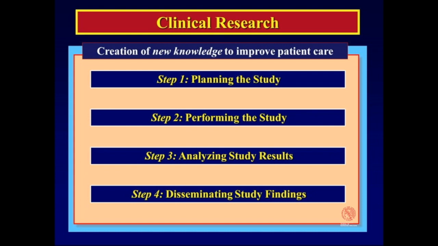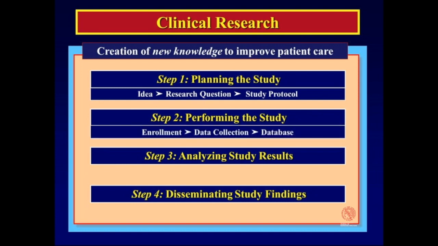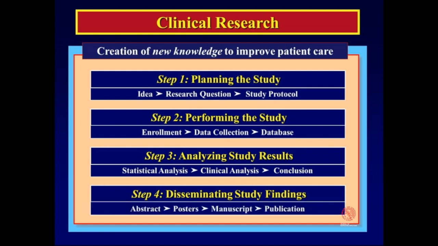Then in planning the study, you go from idea, this is the research question, these are the subtopics. You end up with a study protocol. If I want to say performing the study, you do patient enrollment, you do data collection, you end it with your study database. Analyzing the data, you look at the statistical analysis, clinical analysis, you end it with your conclusion of your study. And then when you try to disseminate, there are different ways to disseminate research. You can write abstracts, posters, but you're going to end it with a peer review publication. And this will be the 5-minute summary of clinical research.